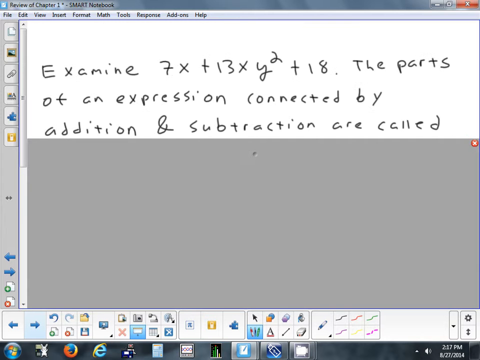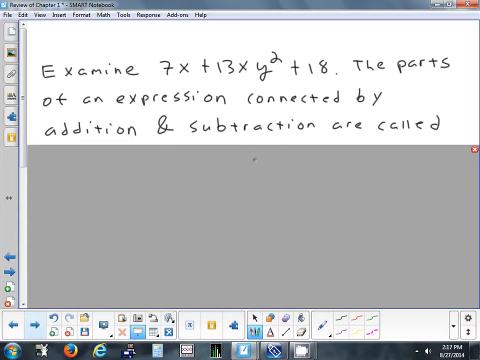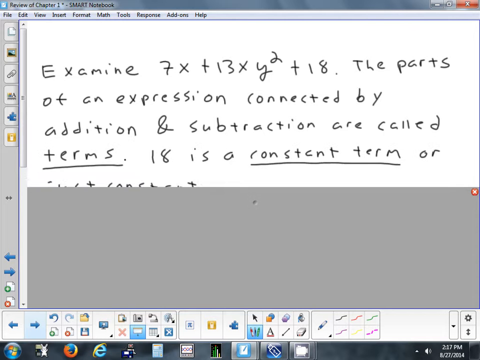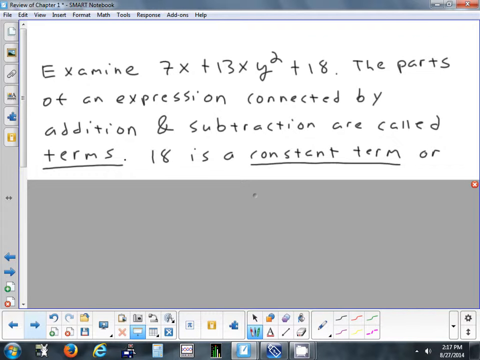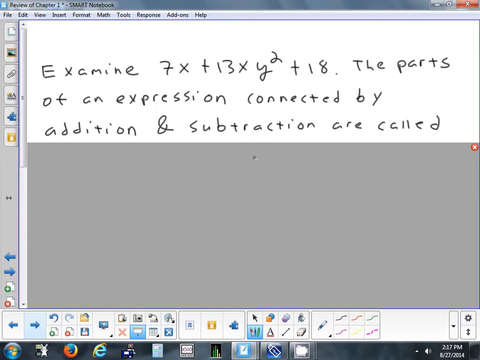And the last couple things we're going to finish up with are what are called the terms in an expression. We're going to look at this expression right here: 7x plus 13xy squared plus 18. That's the example that's in your book. The parts of an expression that are connected by addition and subtraction signs are called terms. Let's see if we can figure out how many terms we have here. Anyone have a guess what the first term is? The first thing you see before you hit an addition sign.